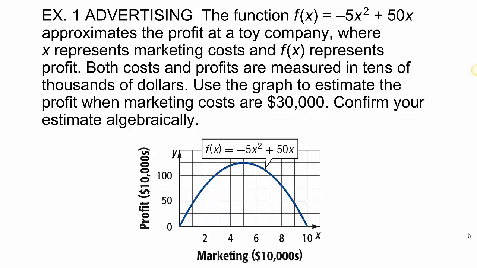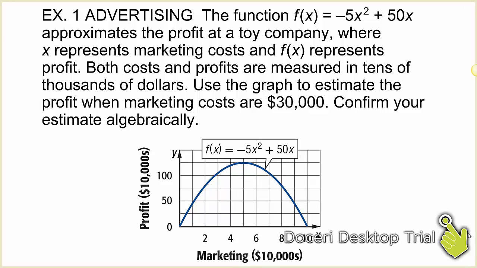So when looking at the graph here, on the bottom I have marketing costs labeled and they're going up by tens of thousands of dollars. And then the profit is going up by tens of thousands of dollars also. So when they're asking me to estimate the profit when marketing is $30,000, I'm not actually looking for the number 30,000 on this graph. I'm going to go to 3 on the x and then go straight up and find out what this y value is right here.